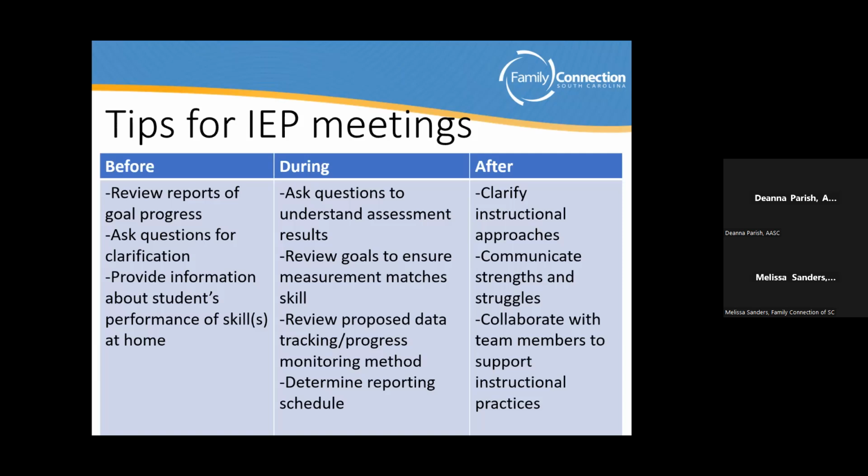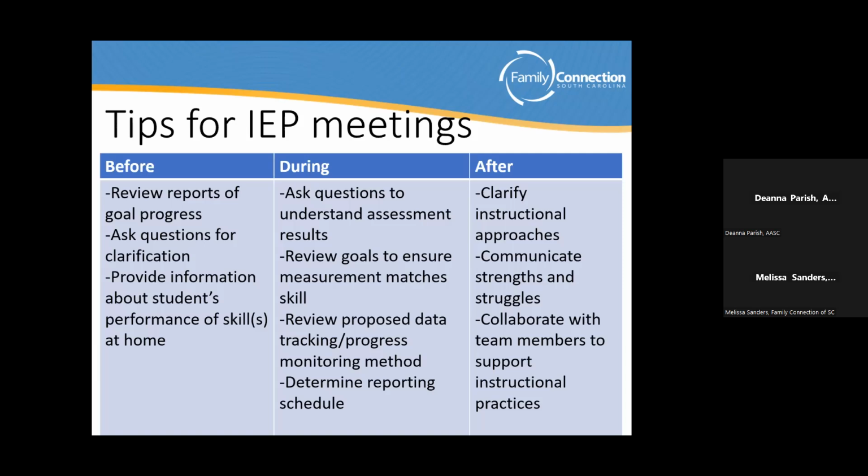And finally, you as a parent want to provide information about a student's performance of the skill at home, because it is really important to think about generalization of skills. And if a student is doing something at home and not in the school environment, that's important to know too. So during the IEP meeting, make sure you ask questions to understand the assessment results that are found in your present levels, because those are going to be used to develop those goals that the IEP team will review.